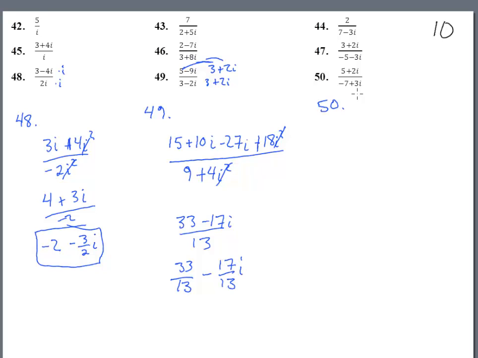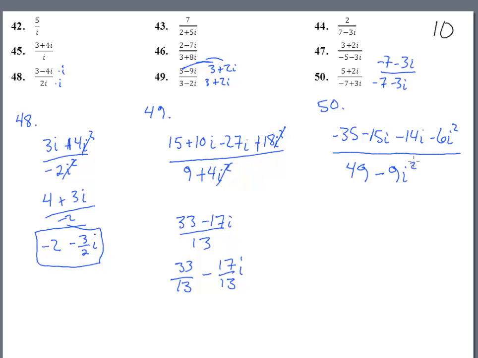And now the last one, number 50. We're going to times by negative 7 minus 3i, negative 7 minus 3i. So on the top, when we distribute the 5 through, we get a negative 35 minus 15i. And then we distribute the 2 through, gives us a negative 14i minus 6i squared. All over, on the bottom, we have negative 7 times negative 7 is a 49 minus 9i squared. Take care of the i squareds. It makes that a plus 9, and that makes that a plus 6.